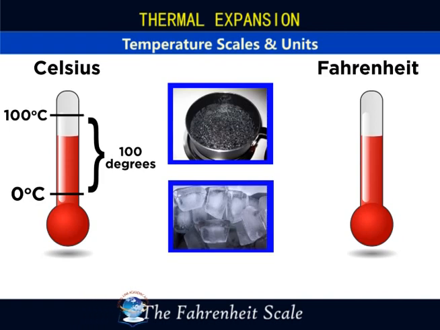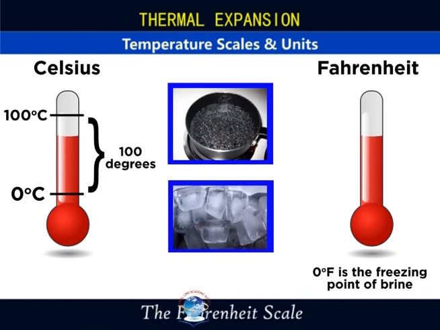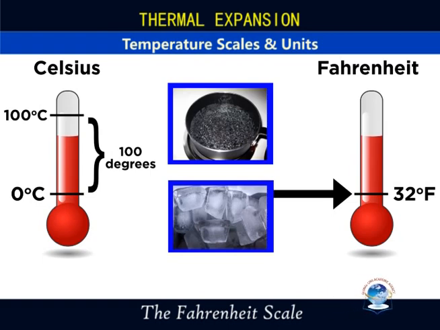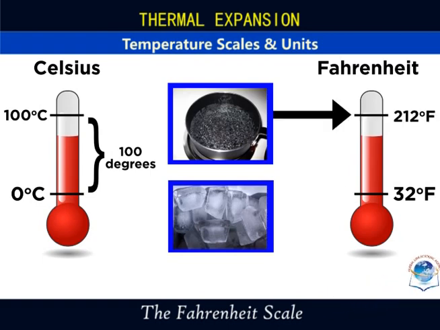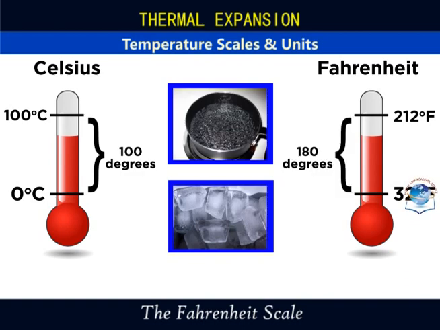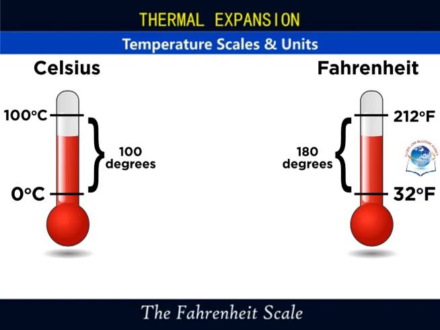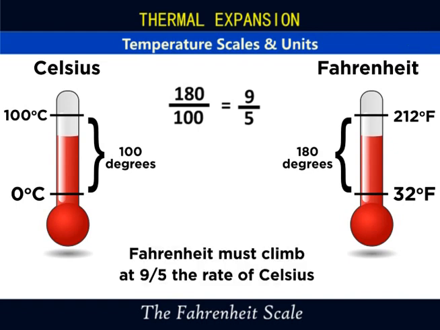Fahrenheit sets the 0 as the freezing point of brine, which is a salt solution. That puts the freezing point of pure water at 32 and boiling point at 212, splitting up the space between them into 180 degrees. It means that Fahrenheit climbs 180 degrees in the same space that Celsius climbs 100 degrees. That gives 9/5. This means that Fahrenheit climbs at 9/5 the rate of Celsius temperatures.